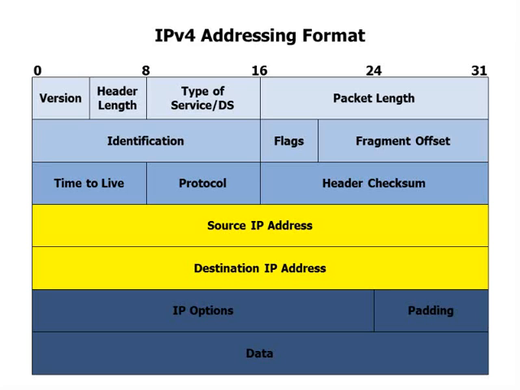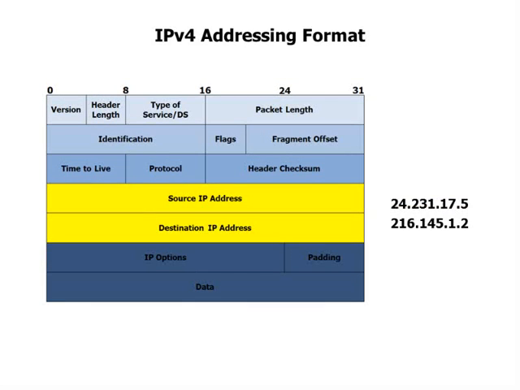You notice in yellow we actually have the source and destination IP address here, and I've just supplied two made-up addresses that just kind of give you an idea of how this works. The 216.145.1.2 is actually where this particular packet is supposed to end up, and the 24.231.17.5 is where it begins from.